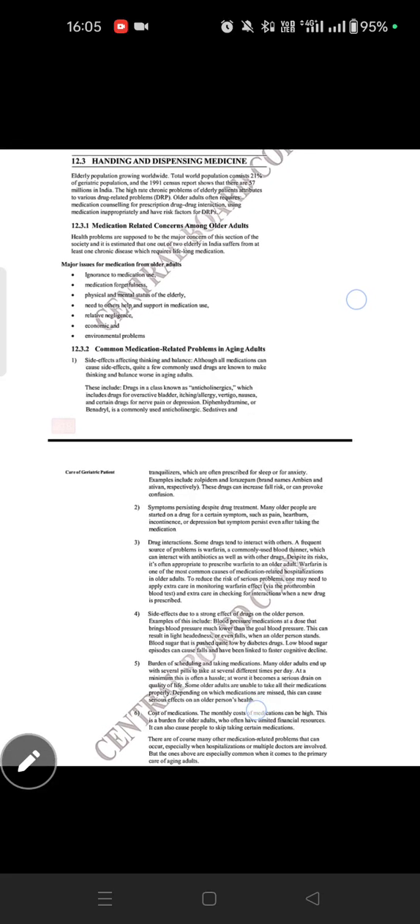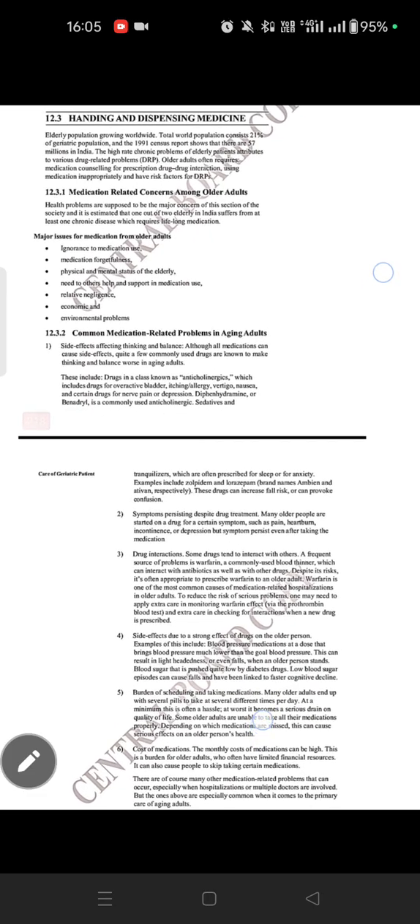Mainly the major medication problems for older adults are ignoring medication use and medication forgetfulness. Physical and mental status in the elderly means they need others' help to support their medications. Relatives' negligence can be there. Economic and environmental problems will also be there.